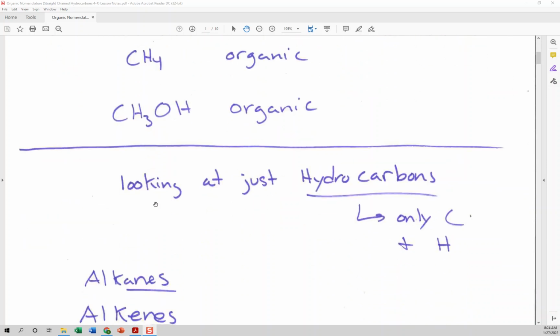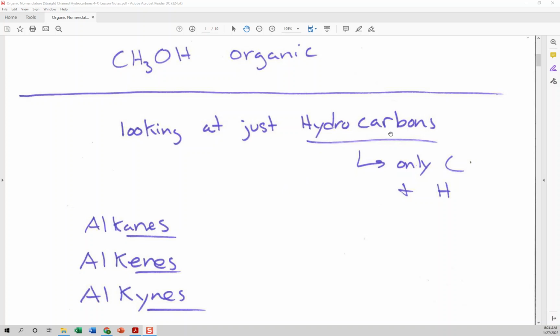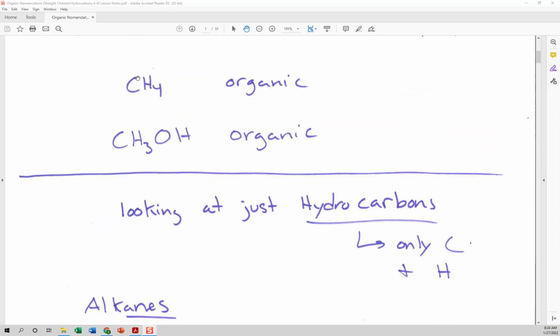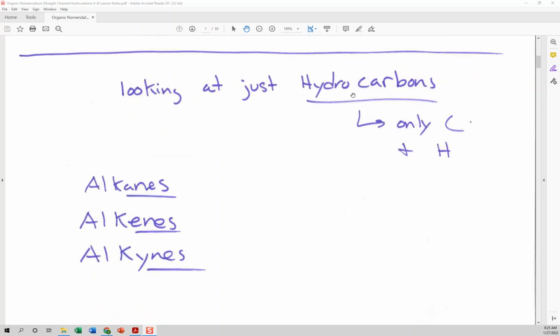Right now we're going to focus on just hydrocarbons. What does it mean to be a hydrocarbon? A hydrocarbon only has carbon and hydrogen. So this would be a hydrocarbon. This would not. They're both organic, but right now we're just going to focus on the simplest forms of organic compounds, the ones that only contain carbon and hydrogen, and that's it.